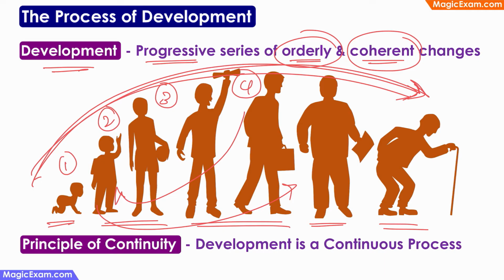And the other point to remember is the principle of continuity. That is, development is a continuous process. Whether it is physical or emotional or cognitive, there is some development that is constantly happening in a person. And it is a continuous process. That is, development does not stop even for a single day in a person's life. Even if physical growth stops, the mental development or the emotional development or the social development still continues.